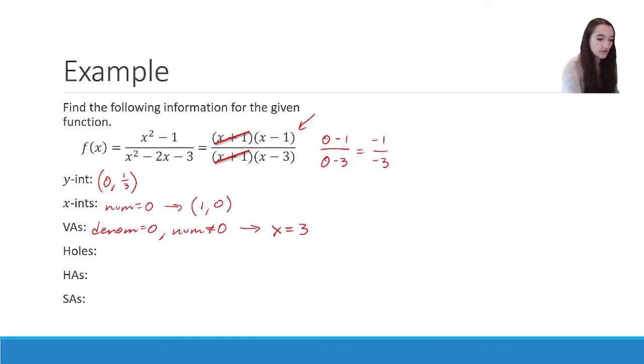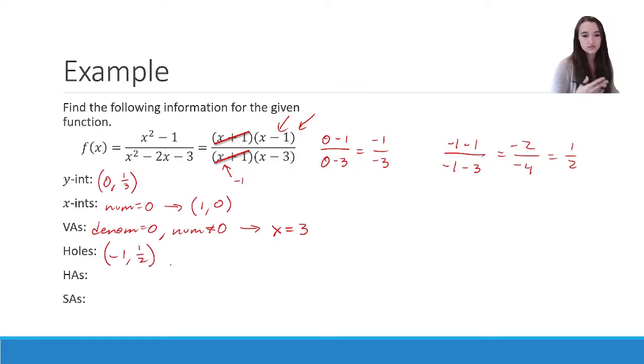So our holes, once again, remember we have that cancellation. A hole is going to occur when I plug in -1, because it would have been a -1, into the simplified form of the function. That will give me -1 minus 1 over -1 minus 3, which is -2 over -4, or in other words, 1/2. So a hole will occur at the point -1, 1/2. Holes are points, just like y-intercepts and x-intercepts. Horizontal asymptote, that's a line.